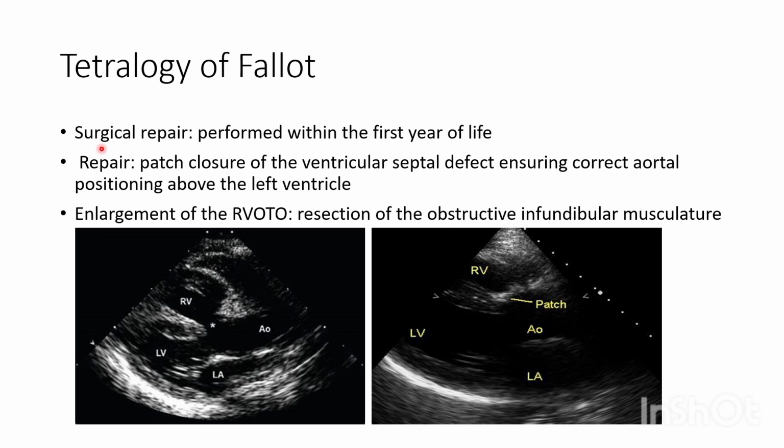Definitive therapy of tetralogy of Fallot is surgical repair. It should be performed within the first year of life, ideally under 6 months of age. Repair: patch closure of the ventricular septal defect, ensuring correct aortic position above the left ventricle, and enlargement of the right ventricular outflow tract by resection of the obstructive infundibular musculature.